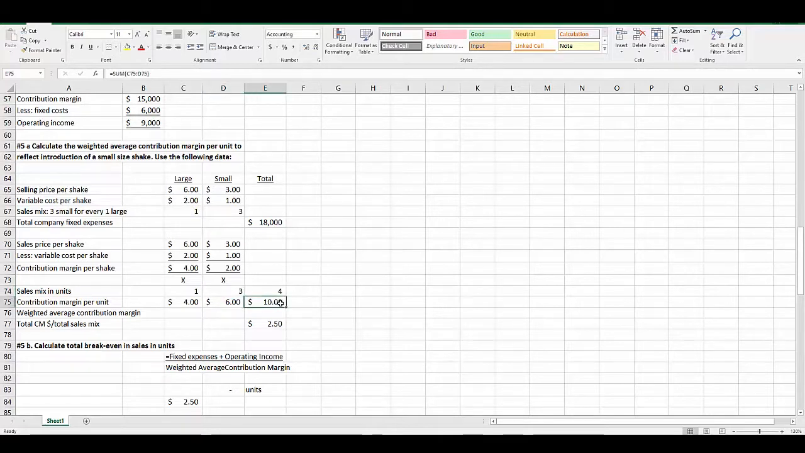So now what we want to do is do the weighted average of that. So we take our $10, we divide by 4, which gives us a weighted average contribution margin of $2.50. So that ends Part 5A.